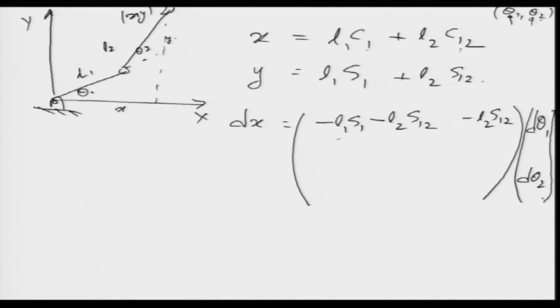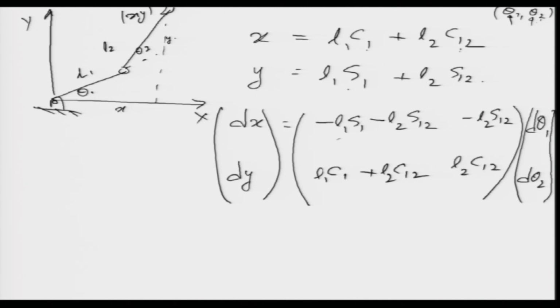And in the second case, we differentiate this dy, and what we get here, in terms of theta 1 first, is L1 cos θ1 plus L2 cos(θ1+θ2), and in the second case we get L2 cos(θ1+θ2). So, in matrix form, we get the relationship between the end effector velocity, which is dx, and the joint velocity, which is dθ1, dθ2, and this matrix is what we mean by the Jacobian matrix.